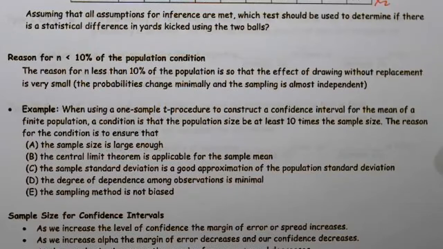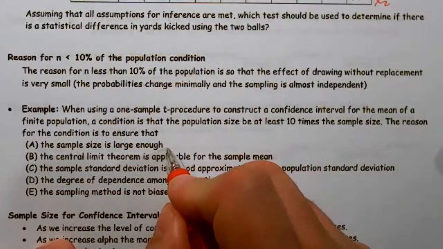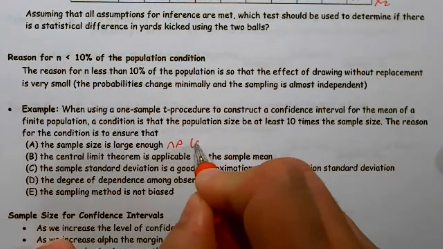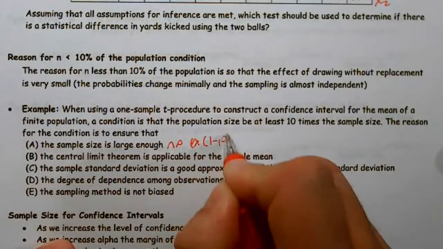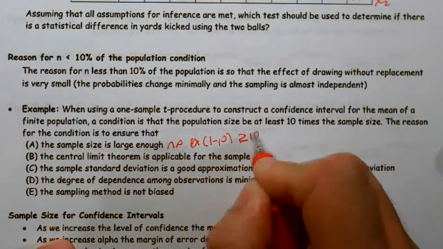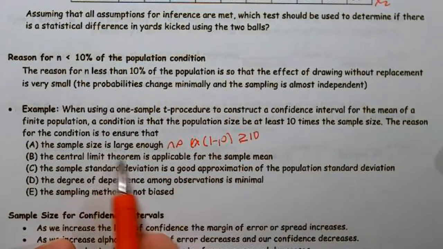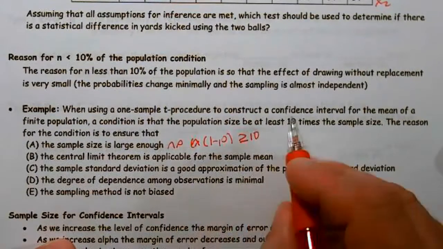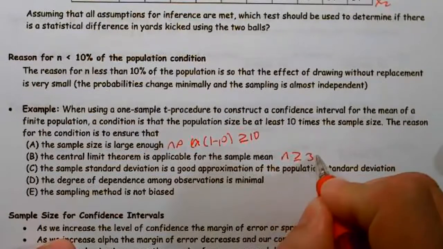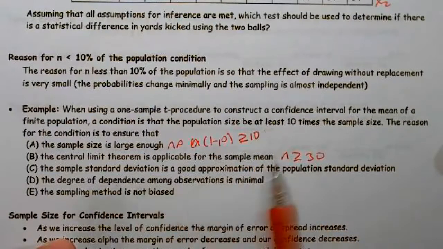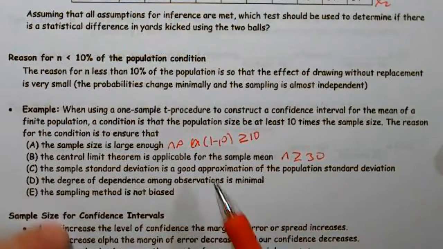All right, so when using a one sample t procedure to construct a confidence interval for the mean of a finite population, a condition is that the population size must be at least 10 times the sample size. The reason? Sample size is large enough. Generally speaking, that's referring to proportions where np and n(1-p) must both be greater than 10. The central limit theorem is applicable for the sample mean. The central limit theorem applies when n is greater than or equal to 30, so that's not this. I went through this problem just so that it would give us the opportunity to talk about these different ones.